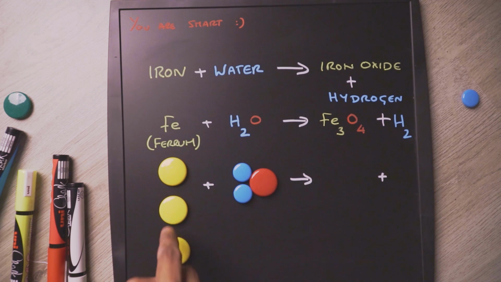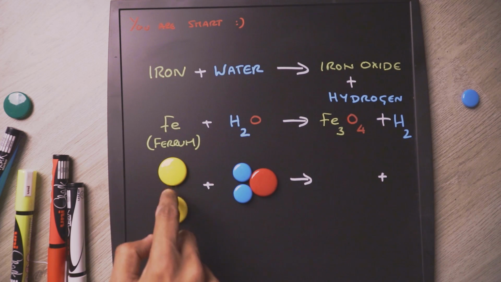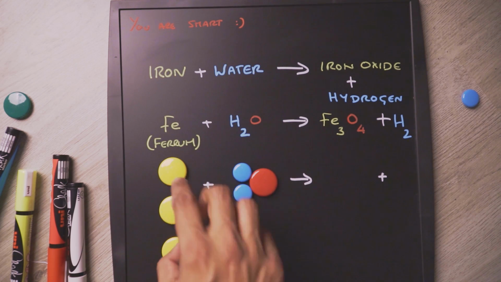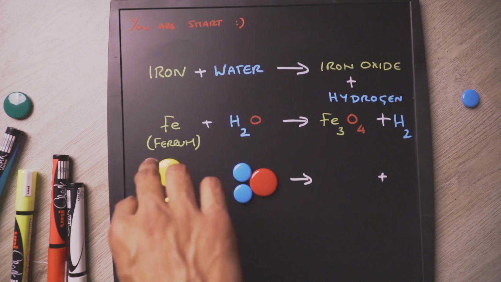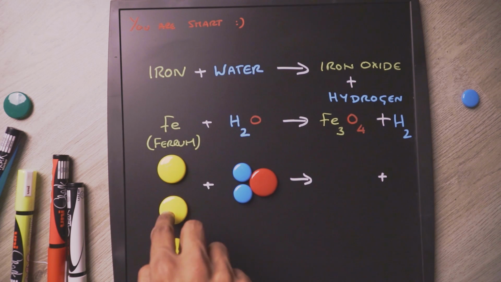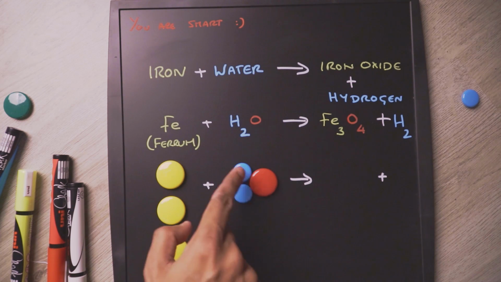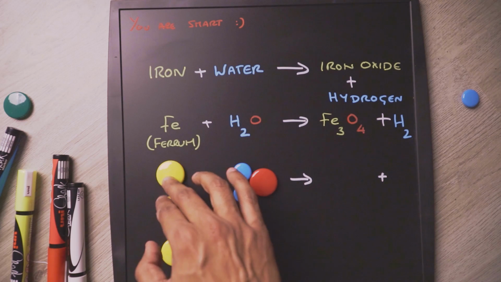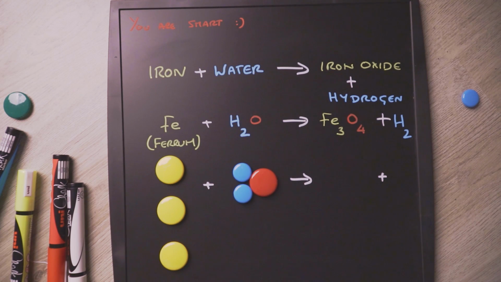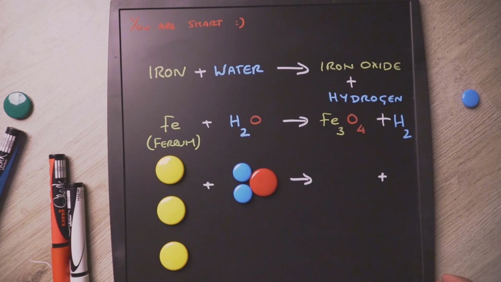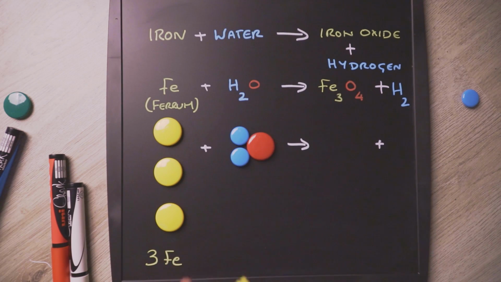Clear? Now this is not Fe3. Remember that this is not Fe3 because this is not an Fe3 molecule. These are 3 independent iron atoms. Look at H2O. They combine. They are touching each other. This is not touching because they are not a molecule. Okay, so now you have 3 Fe's.